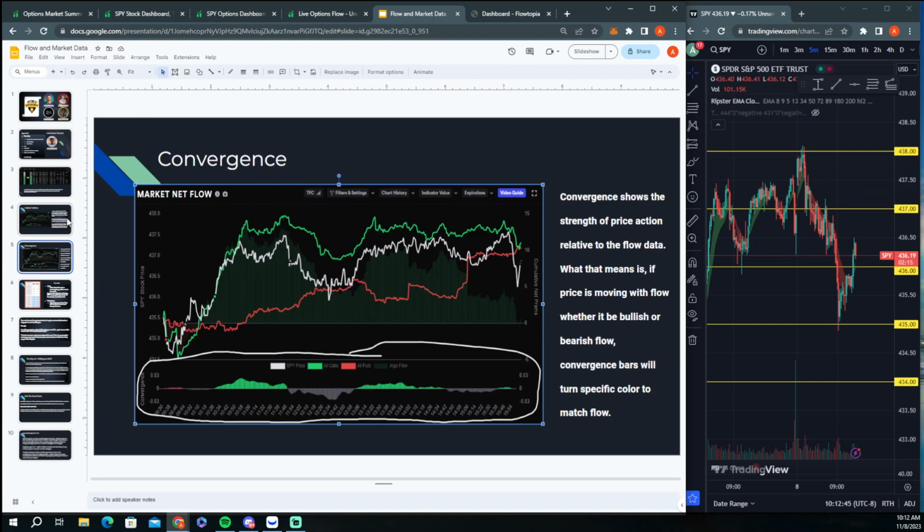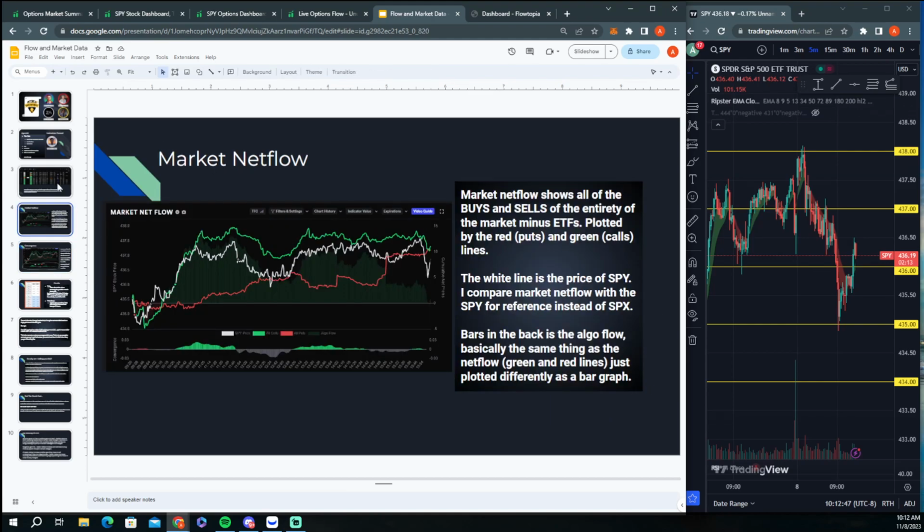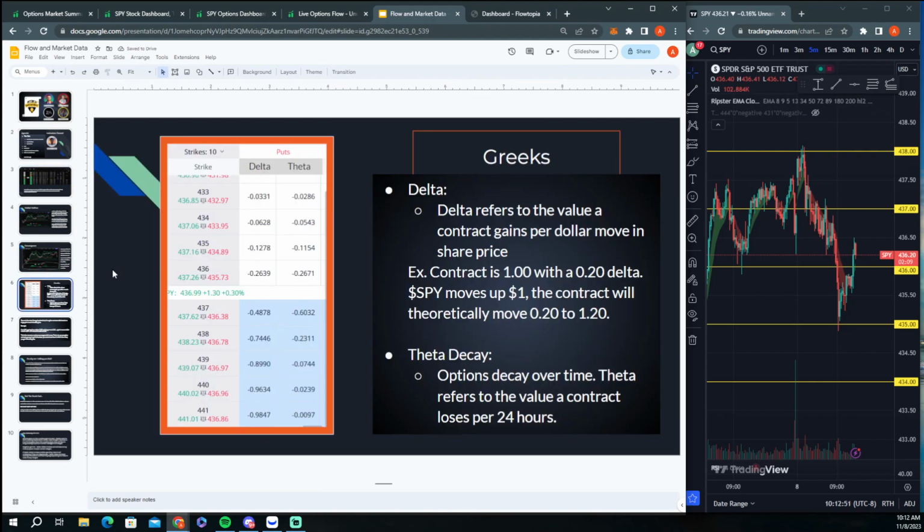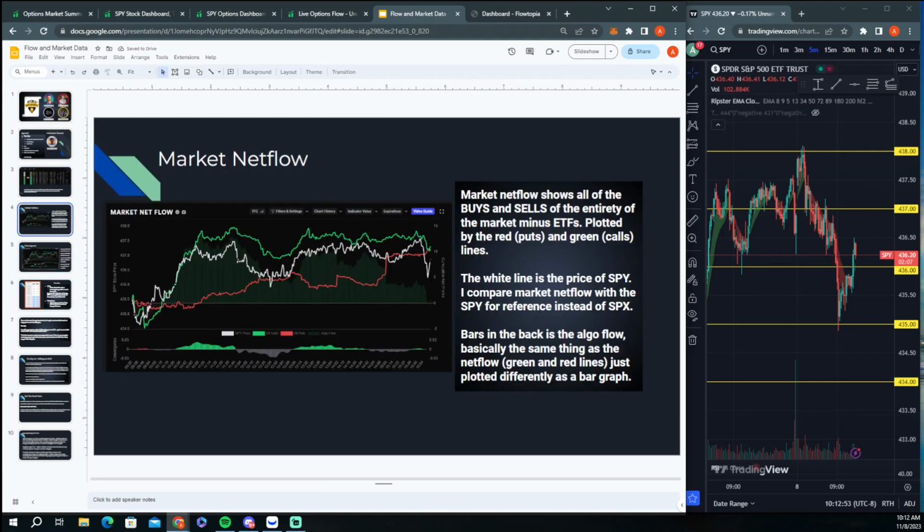So yeah, if you guys don't have any further questions about the market net flow tool, then I'm going to move on to gamma exposure. Let's go, GEX. Yes, let's go. Okay, Mehdi has one more question before I move on. Okay, yeah, go ahead, Mehdi, before I move on.